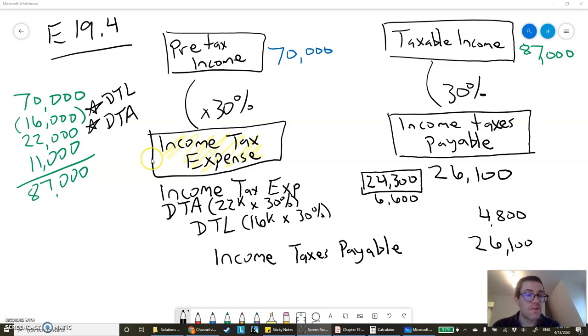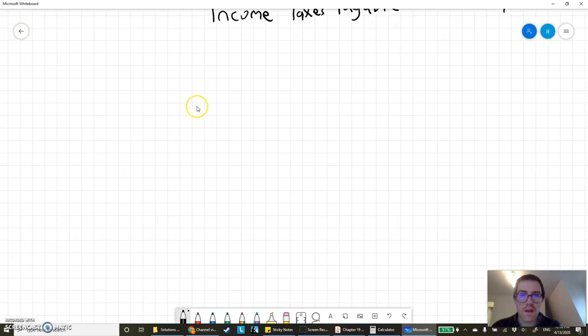Let's go ahead and do the other part of the problem, parts C and D here. What does this button do? Can I move it? There, I can just move it.